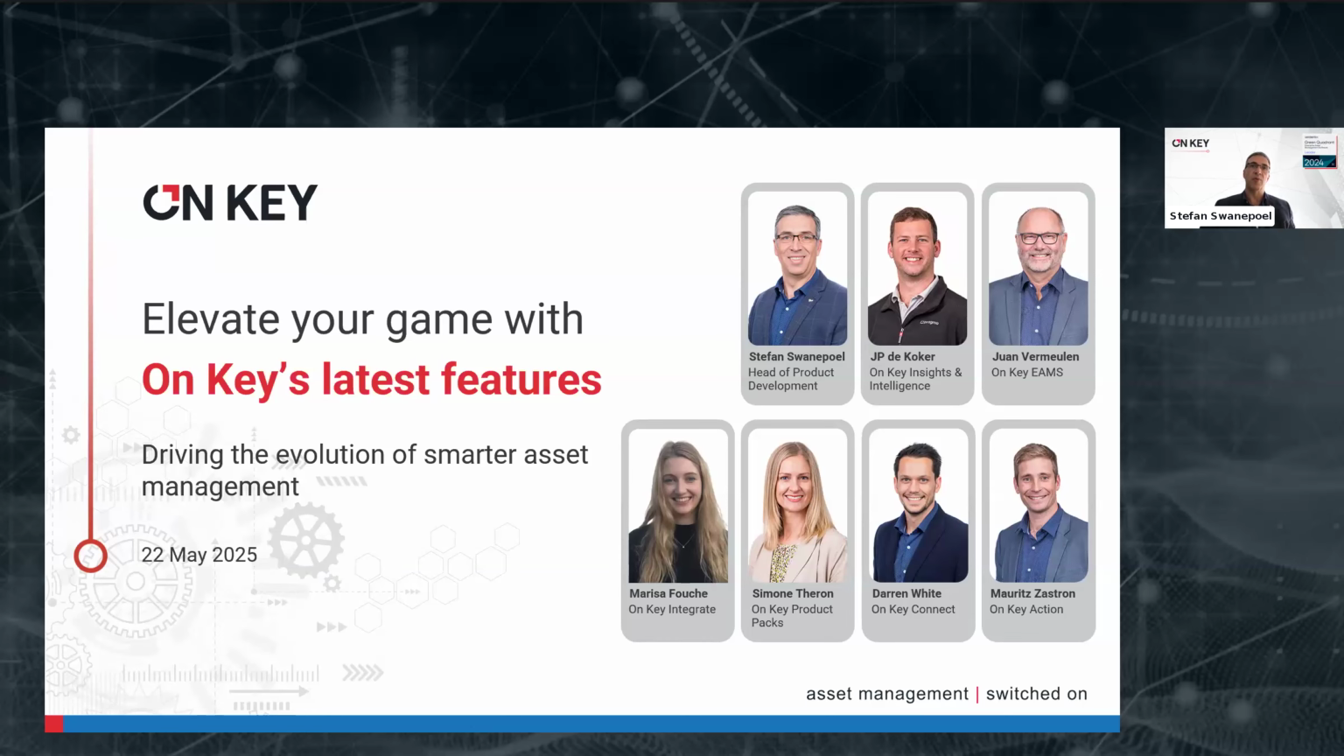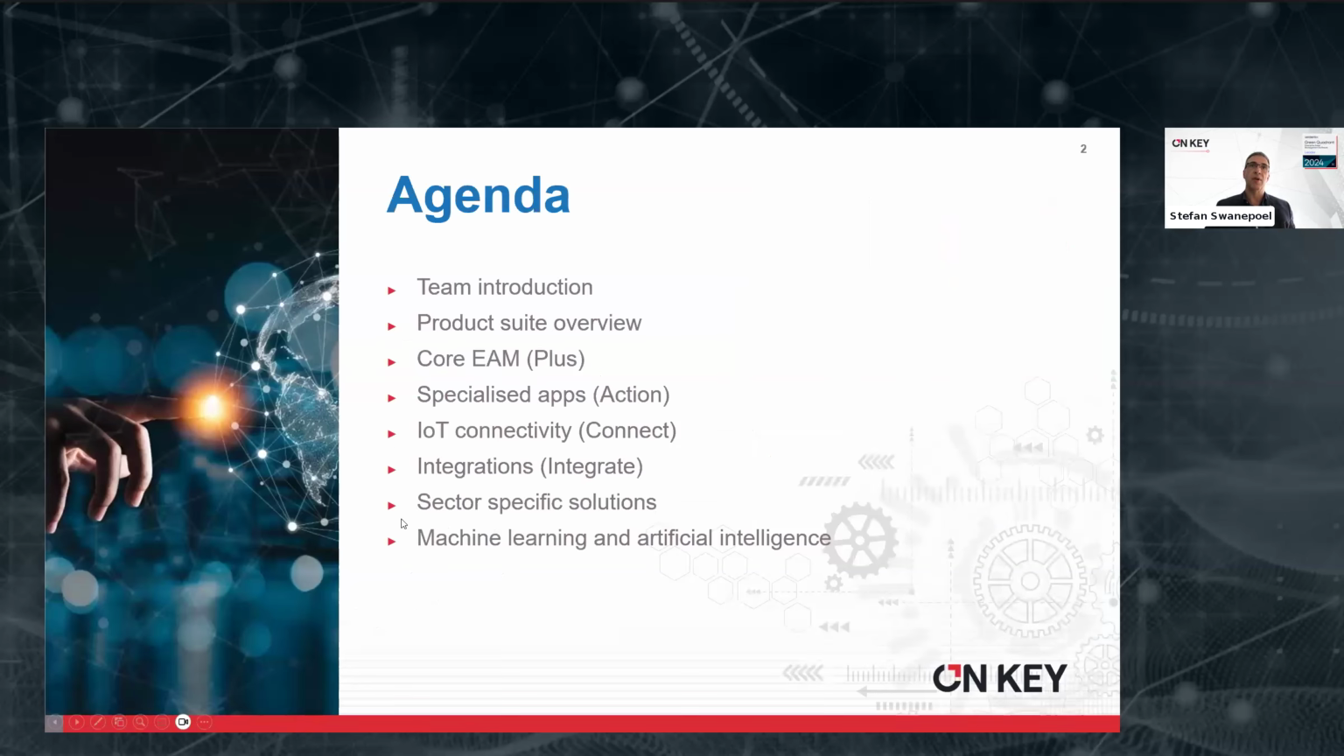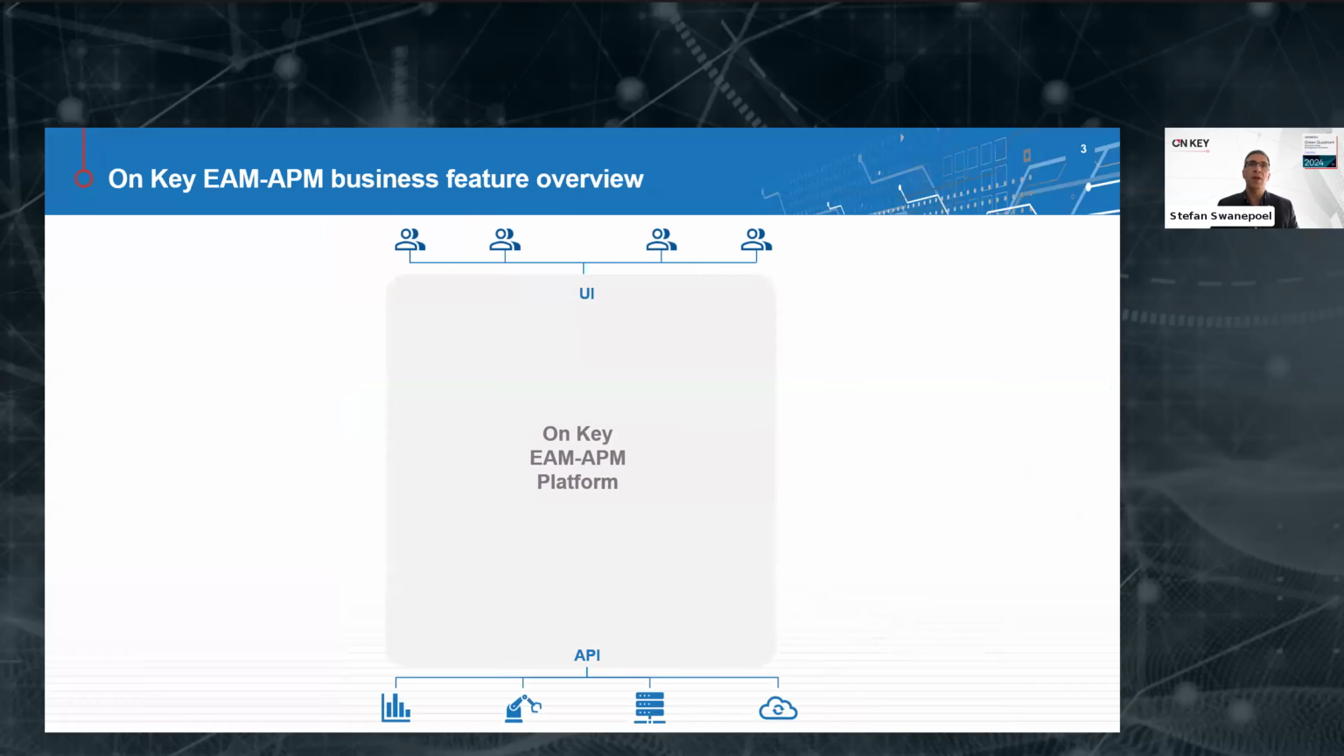So the program for today: we'll first, just for those that haven't been to the previous sessions, give a quick overview of the product suite, just to understand everything that OnKey consists of. Then we're going to step through some updates of each of the product areas, features that we released in recent months, and also give a little peek at new features coming up in the near future. Right, so quickly giving a bit of an overview.